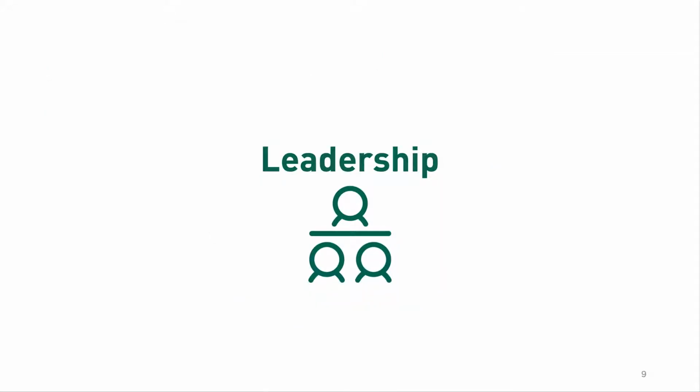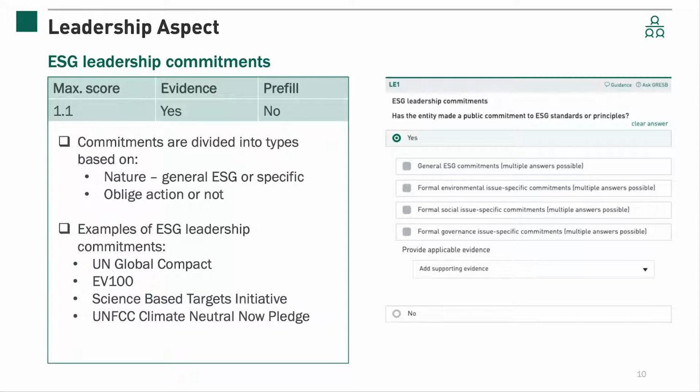The first aspect of the management component is leadership. This aspect evaluates how the fund integrates ESG into its overall business strategy. The first indicator of this aspect is on ESG leadership commitments. An entity applying ESG leadership standards or principles publicly demonstrates its commitment to ESG, uses organizational standards and/or frameworks that are universally accepted, and may have obligations to comply with these standards and/or frameworks. The question for this indicator asks, has the entity made a public commitment to ESG standards or principles?